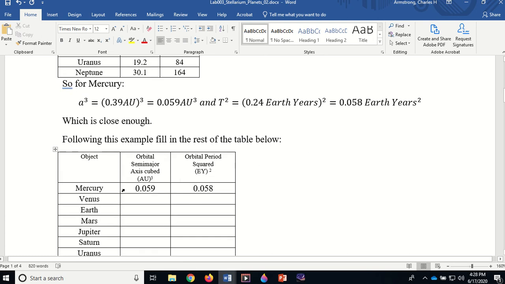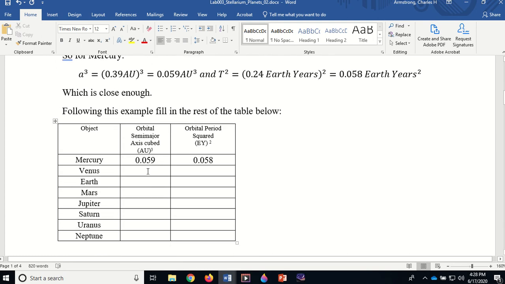So now I put in for Mercury. I showed you how to do Mercury. What you want to do is prove to yourself that's true for the other 7 planets in the solar system. Earth's just going to be 1 and 1 here, so you already know what that's going to be. One astronomical unit is defined as basically the distance the Earth is from the sun, and 1 Earth year is how long it takes the Earth to orbit the sun. Okay, so you can do the rest.